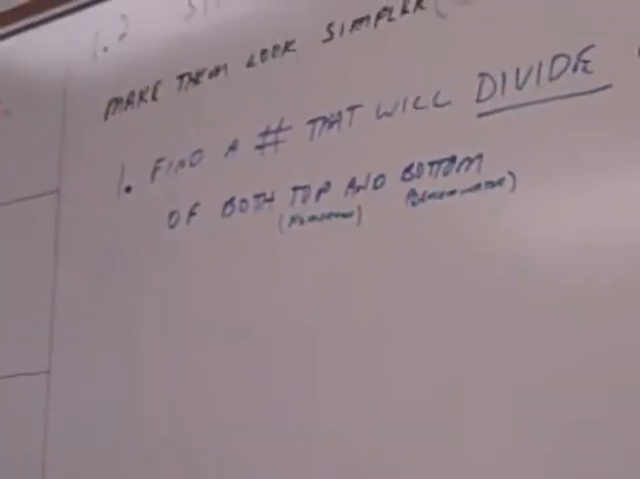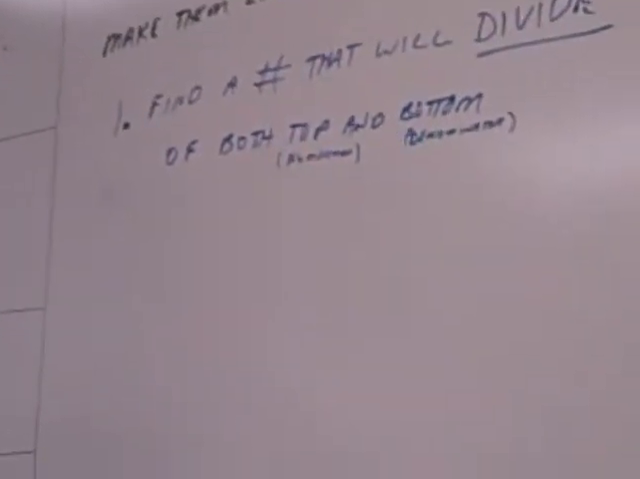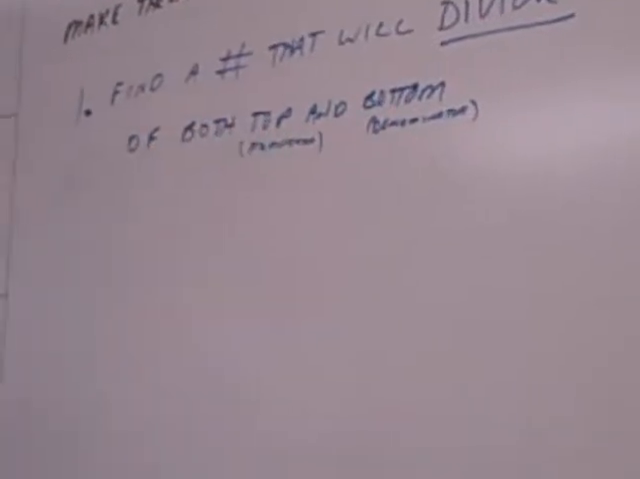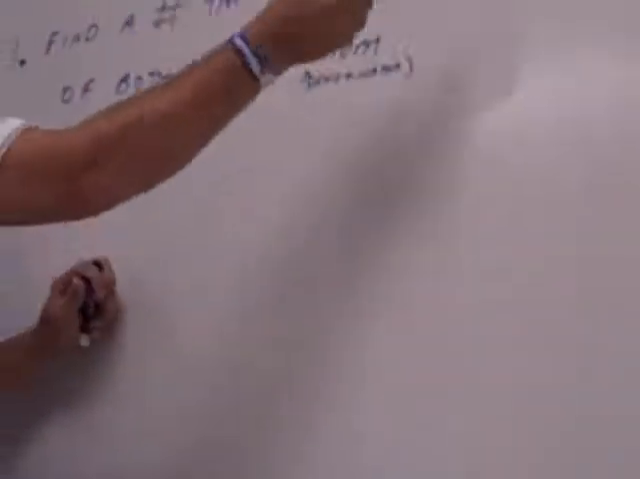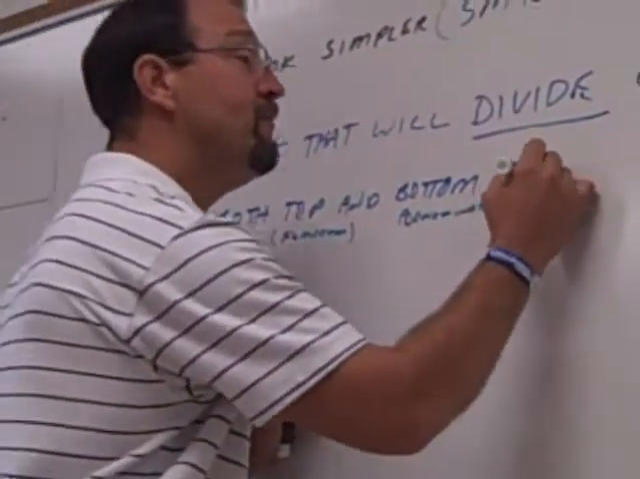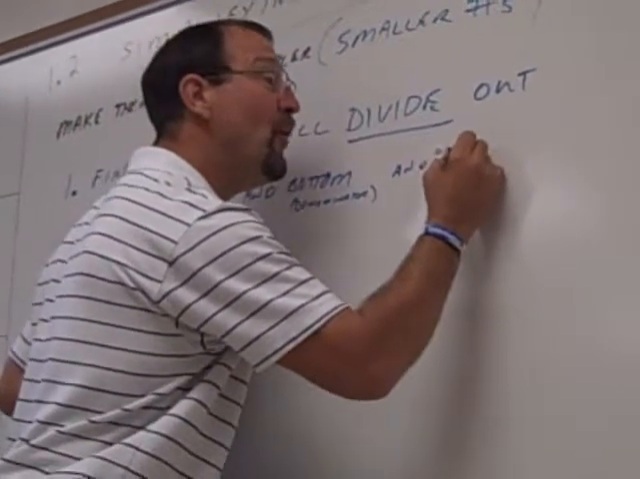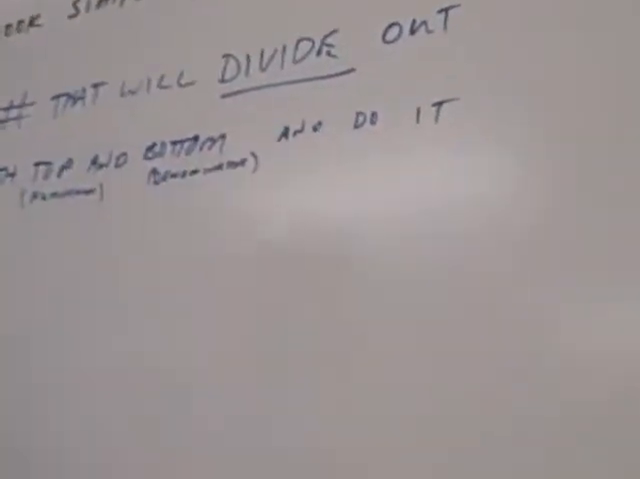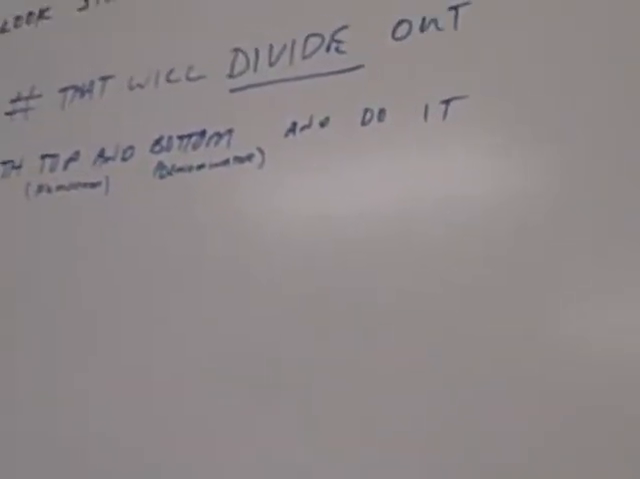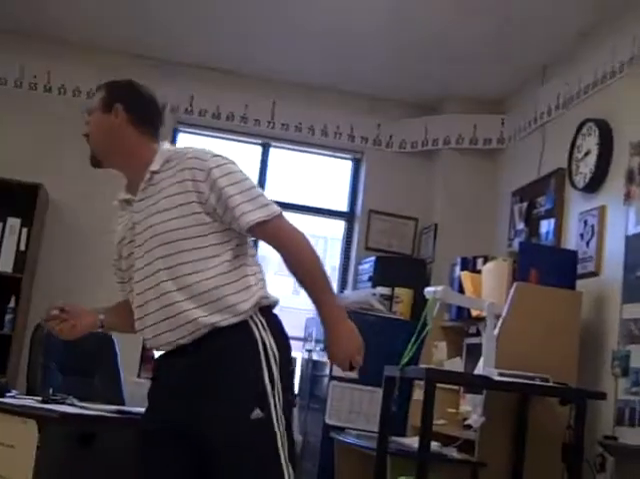Because when you get up in middle school, up in the 7th and 8th grade in high school, they're going to say, look at the denominator. And you go, because Jordan called it the bottom. No, I also called it the denominator. Find a number that will divide out of both the top and the bottom, and do it. Don't just find it. Do it after you find it.